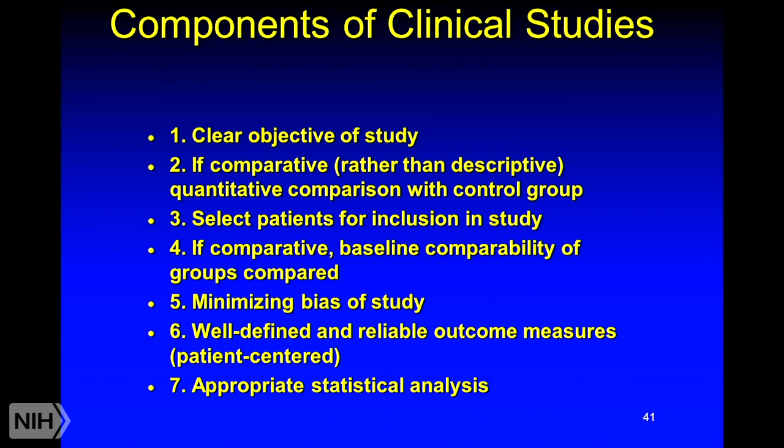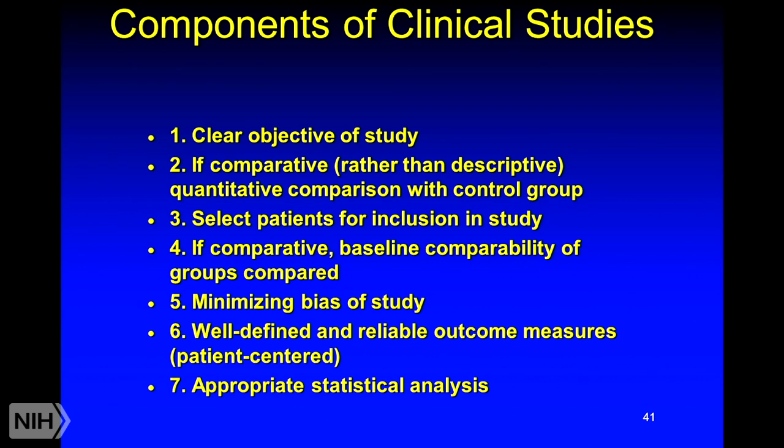You need to select patients for inclusion in the study. And if it's a comparative study, you need to make sure that there's baseline comparability between the test group and the control group. Now that applies if you're testing interventions. If you're looking at risk factors for an outcome, you don't need baseline comparability because that's in fact what you're trying to analyze.